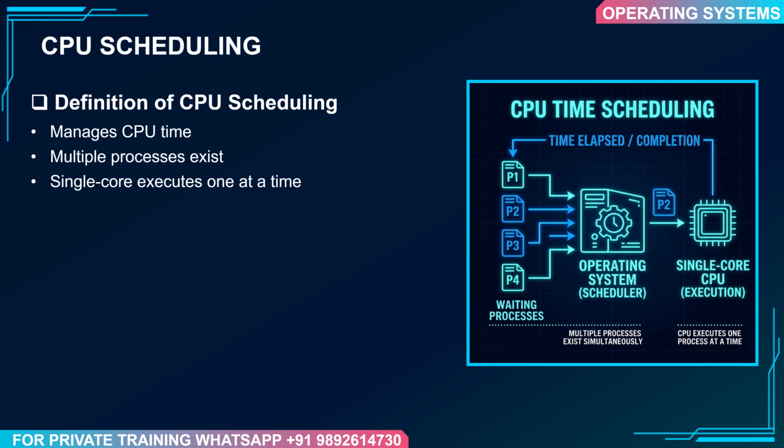At its core, CPU scheduling is about managing time, not clock time, but CPU time. We already know that a process is a program in execution and multiple processes can exist at the same time. But here's the catch: the CPU can execute only one process at a time, at least in a single core system. So the operating system has to decide which process gets to use the CPU, when, and for how long.